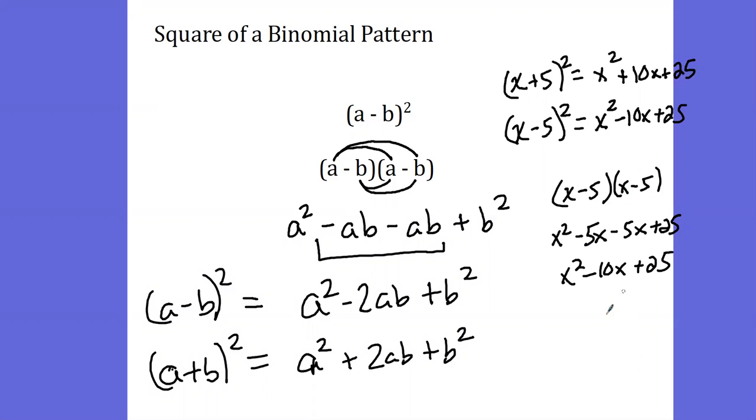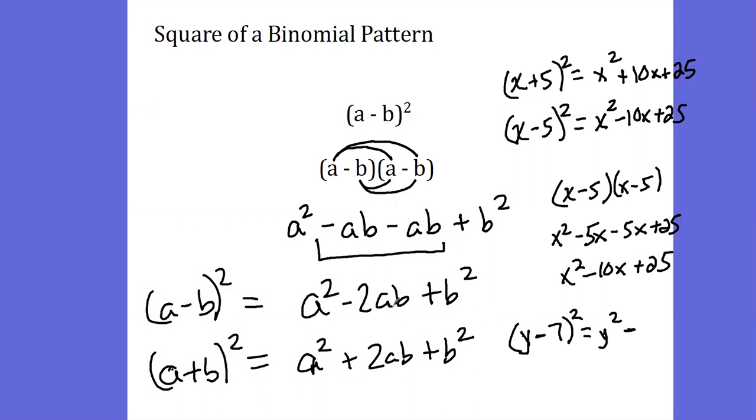Let's do one more real quick example. Let's say I had, I don't know, y minus 7, the quantity squared. So using this pattern, I know I'm going to have y squared, so square the first term, minus, because of this minus sign right here.